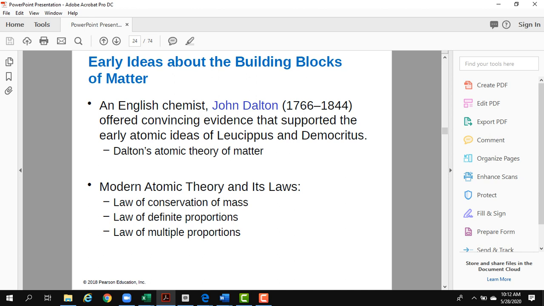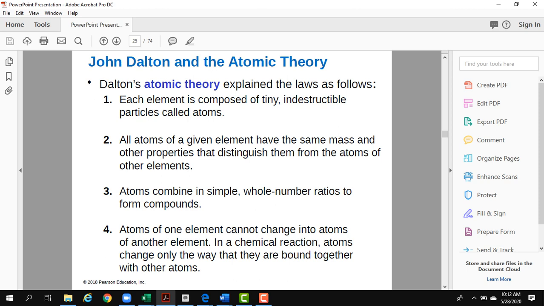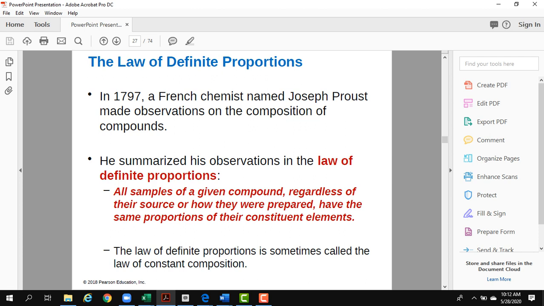And then, law of conservation of mass we discussed, and then the law of definite proportions. What is this law of definite proportions? All samples of a given compound, regardless of their source or how they were prepared, have the same proportions of their constituent elements.